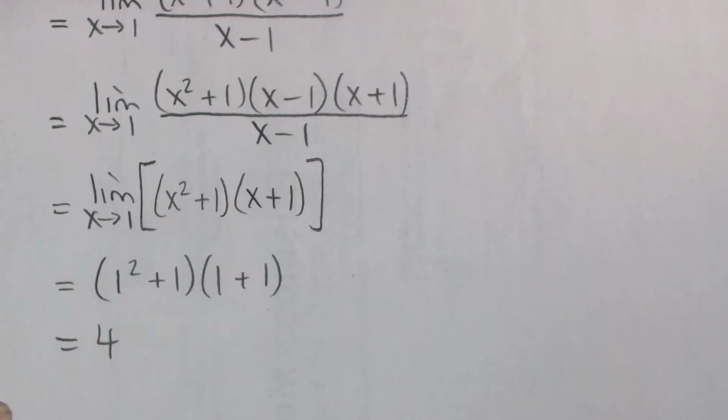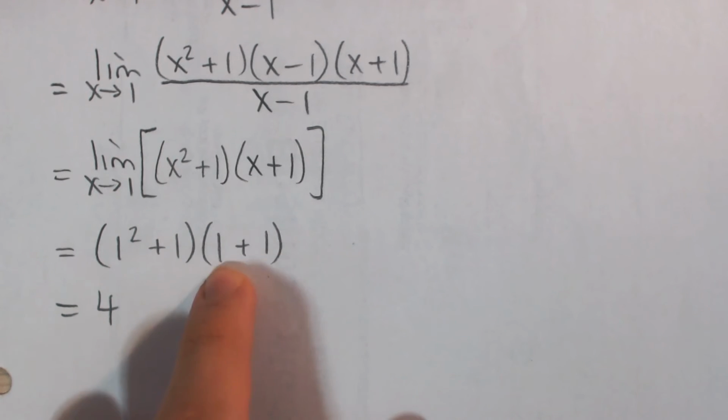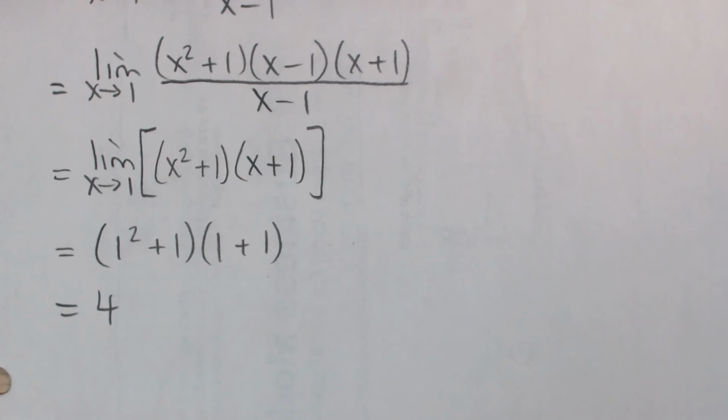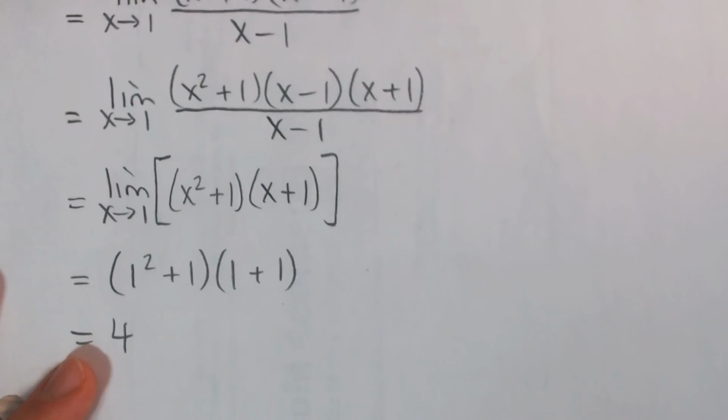We can just plug in 1. So here we go. Plug in 1. 1 squared plus 1 is 2. 1 plus 1 is also 2. 2 times 2 is 4. And so that is your final answer. This limit here, as x approaches 1, is equal to 4.